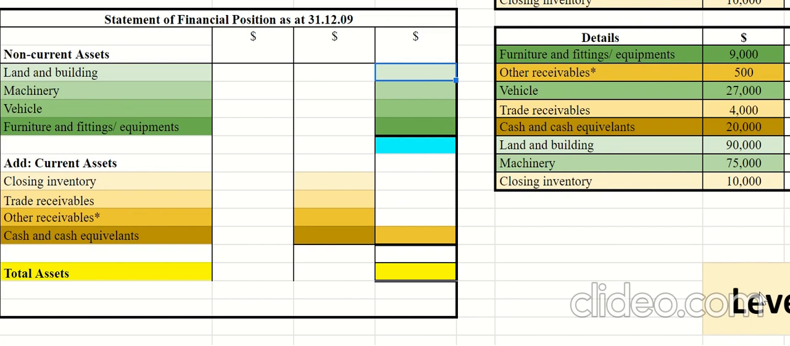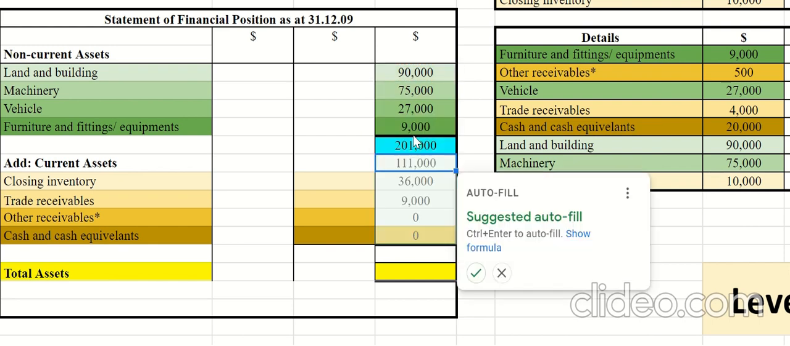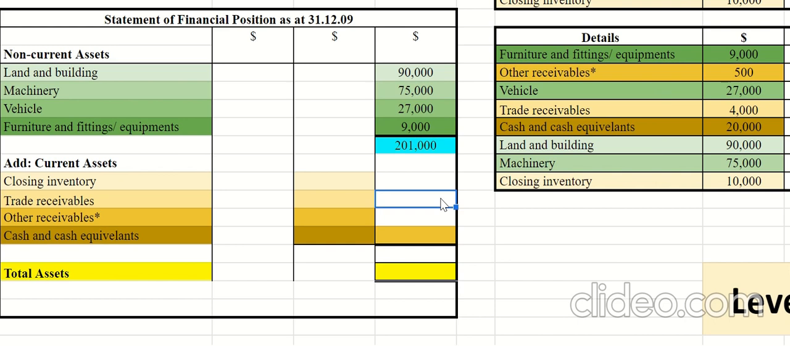Let's enter the land and building value. Land and building is 90,000. Machinery 75,000. Vehicle 27,000. Furniture and fittings equipment 9,000. Now let's find the total of the non-current assets. It's equal to 201,000.